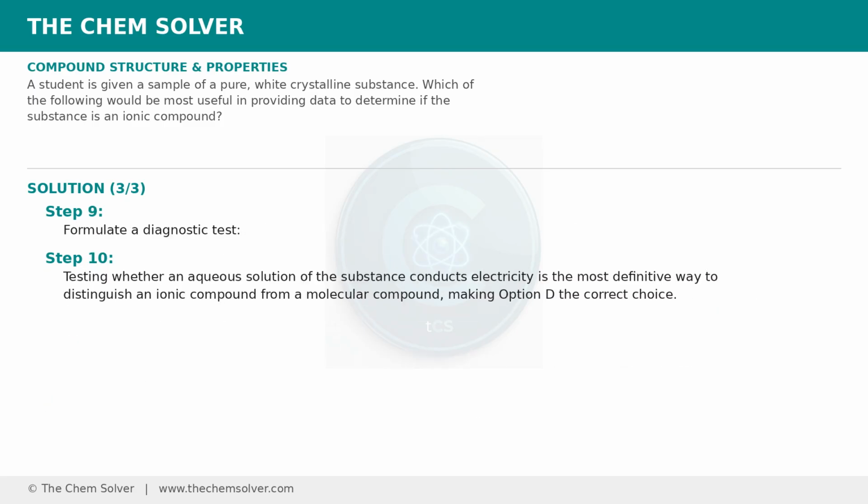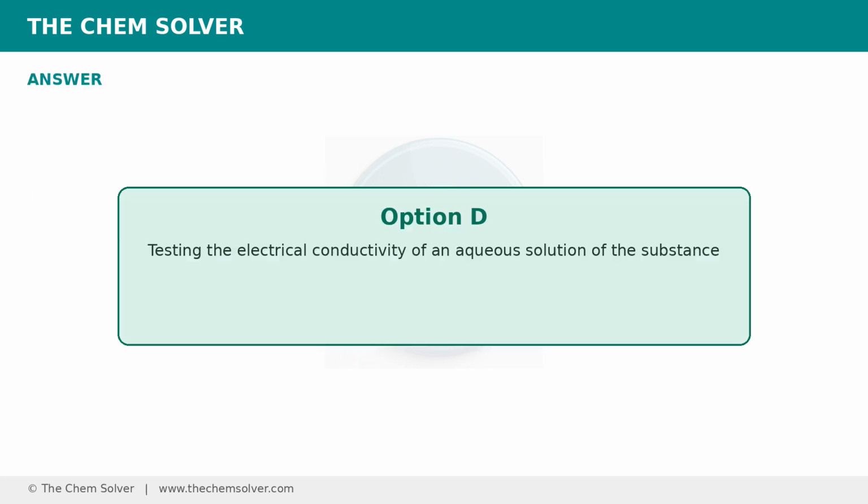Formulate a diagnostic test. Testing whether an aqueous solution of the substance conducts electricity is the most definitive way to distinguish an ionic compound from a molecular compound, making option D the correct choice. The correct answer is option D, testing the electrical conductivity of an aqueous solution of the substance.